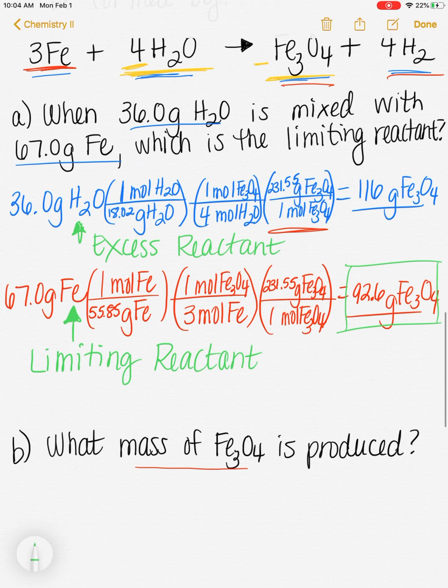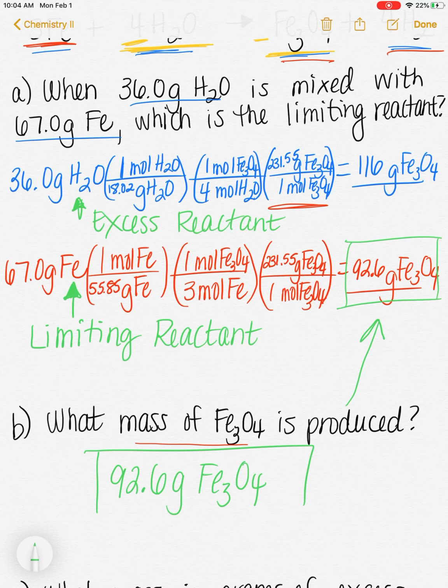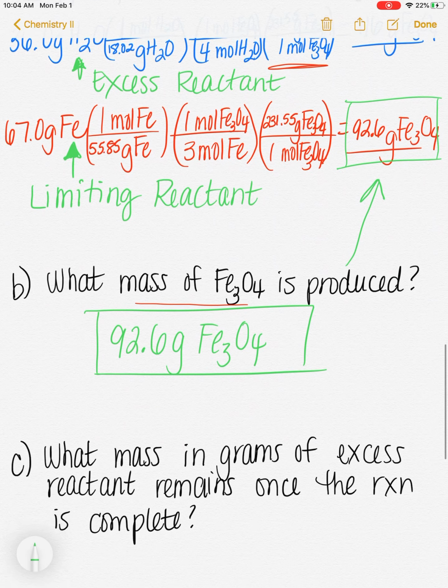And in part B, what mass of Fe3O4 is produced? Well, we've already done the hard work because we know how many grams we could actually make. So we could make at most 92.6 grams of Fe3O4. And since I showed my work in part A, I don't have to go back and do that again.